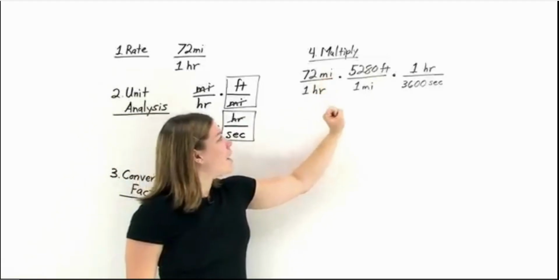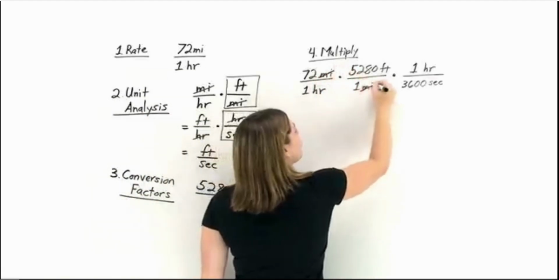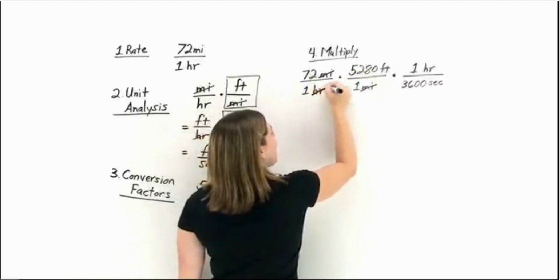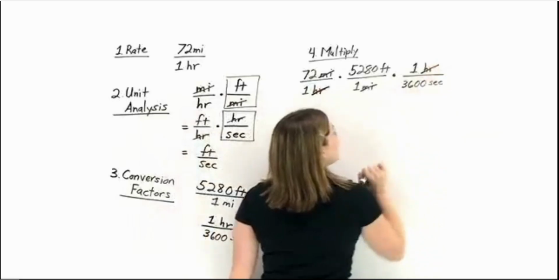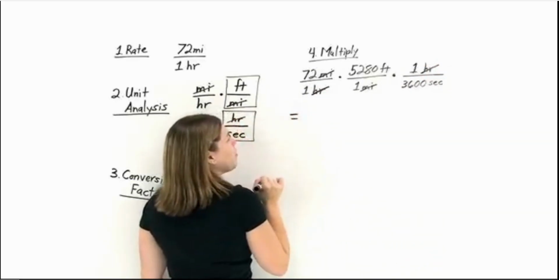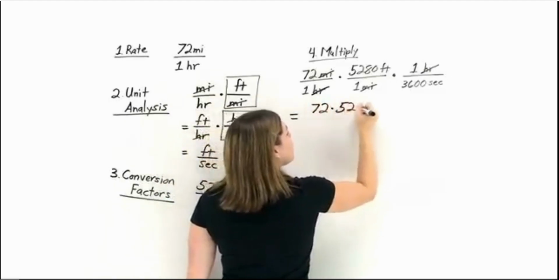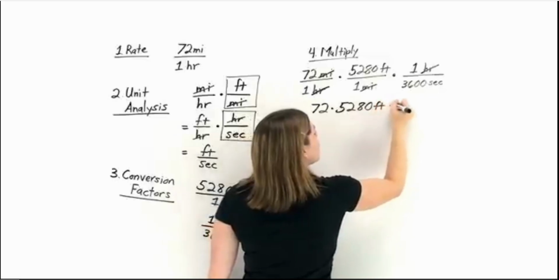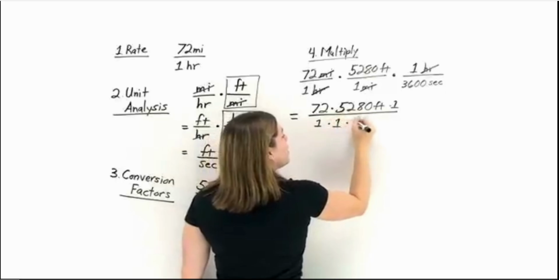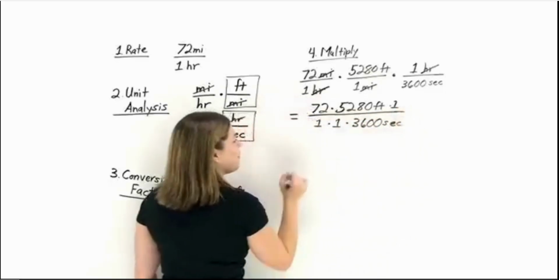Here in the numerator, we have miles. And here in the denominator, we have miles. These units of miles will cancel each other out, just like we wanted. And the same thing goes for the unit of hours. There are hours in the numerator and the denominator, so we can cancel those out as well. Then we multiply in the numerator and the denominator. In the numerator, we have 72 times 5,280 feet times 1. In the denominator, we have 1 times 3,600 seconds. And now we want to simplify.